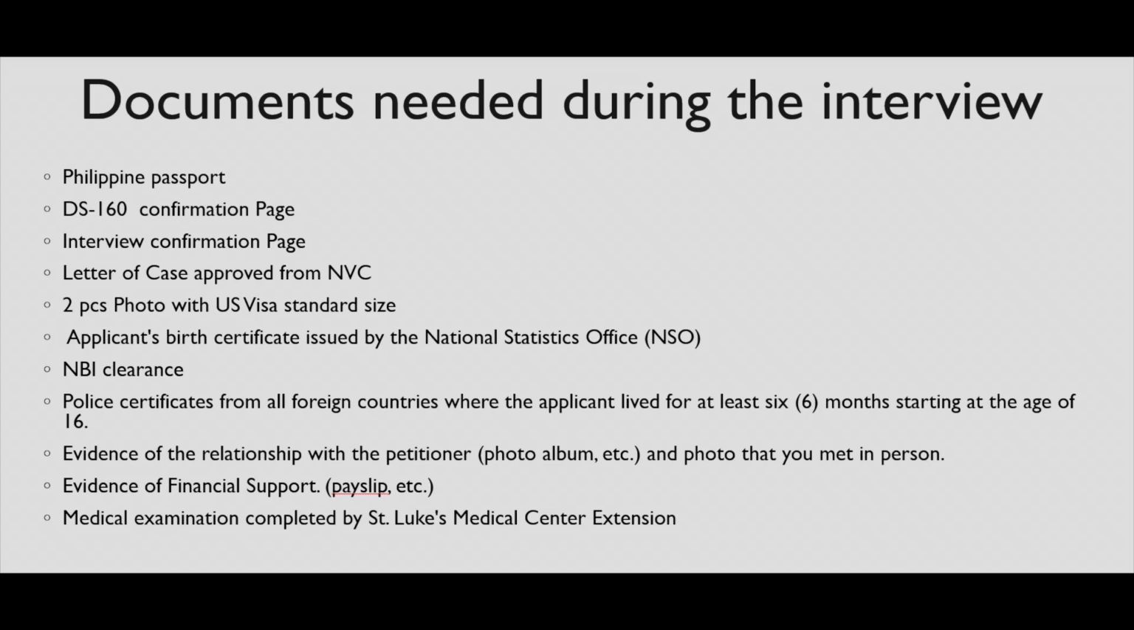Next, evidence of relationship with the petitioner. This is where the photo album or the scrapbook that you're making comes in, to present that you really met your fiance in person. Next, evidence of financial support. This is where the payslip, the contract of your petitioner, and also the financial support form that you need to fill out come in. The petitioner needs to fill out a proof of financial support.